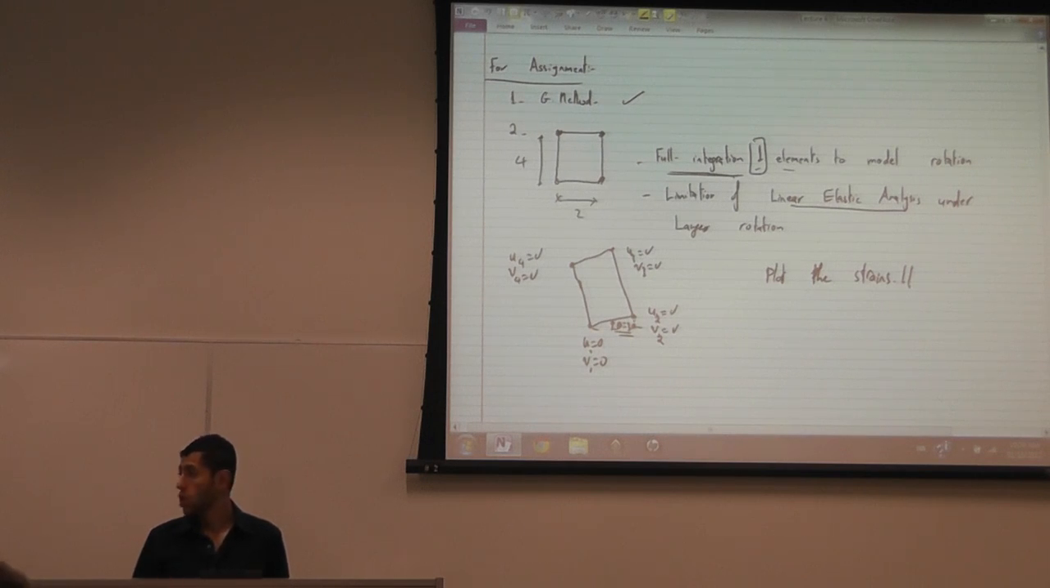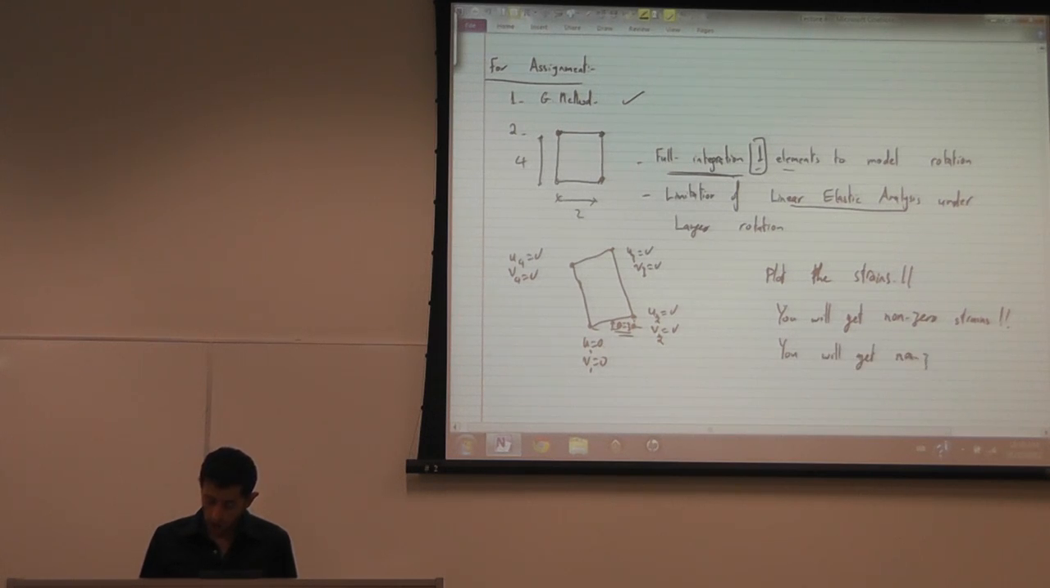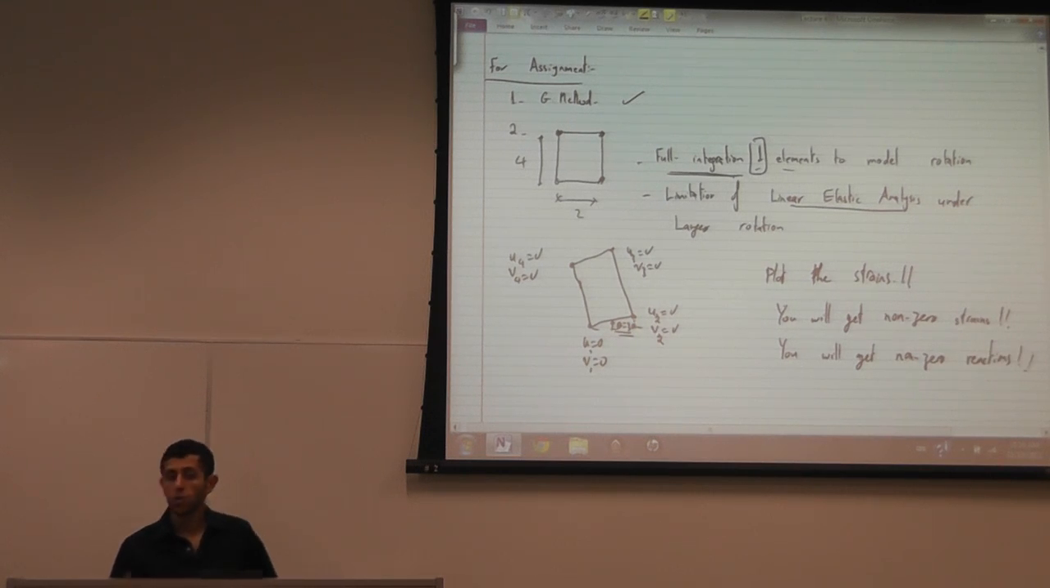When you plot the strains, you will get non-zero strains. Not only this, you will get non-zero reactions, even though you haven't put any load on the structure. All you have to do is take that structure and rotate it. So you haven't added forces, you haven't strained or displaced anything, but you'll get non-zero reactions and you'll get non-zero strains.